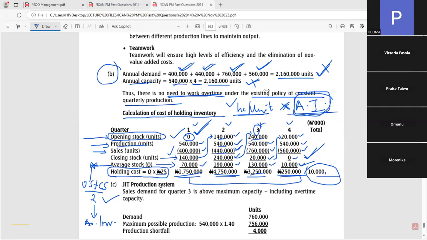Sir, is holding cost per unit always given? Always, always. If they did not give you, in your exam, tell them that you authorize yourself, take your phone, call me, and tell me that they did not give you. We'll find a way to go about it.